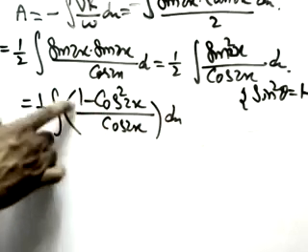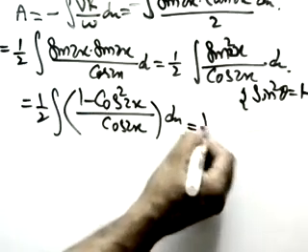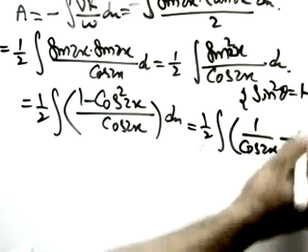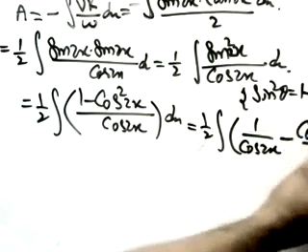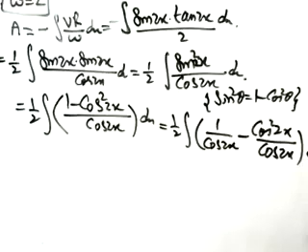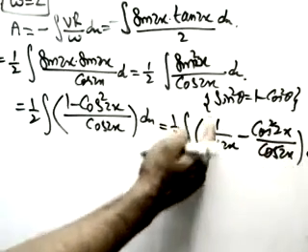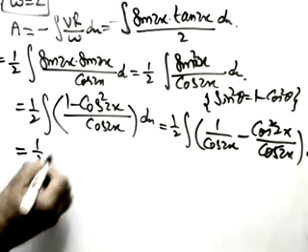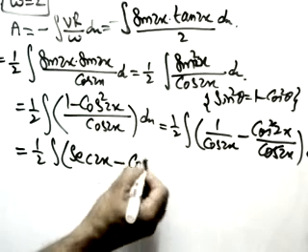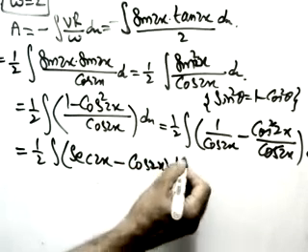Now next step is to separate this, 1 by cos square by cos. Separate the denominator with both the values like this. 1 by 2 integration of 1 by cos 2x minus cos square 2x by cos 2x dx. Sorry, let me make the board bigger. You see here, next question, watch carefully. Now we can cancel this cos and square, and 1 by cos will be secant. 1 by 2 into integration of secant 2x minus cos 2x dx.